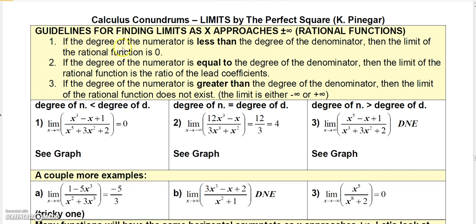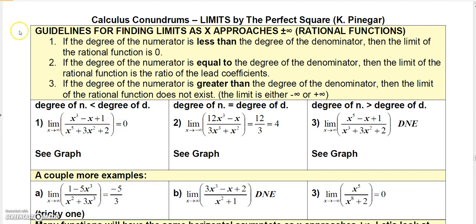Number one says if the degree of the numerator is less than the degree of the denominator, then the limit of the rational function is 0. So let's take a look at this first example. Here the degree of the numerator is 3 and the degree of the denominator is 5. So based on number one, the limit of this function as x goes to infinity or negative infinity, either one, would be 0. Okay, so the limit would be 0.